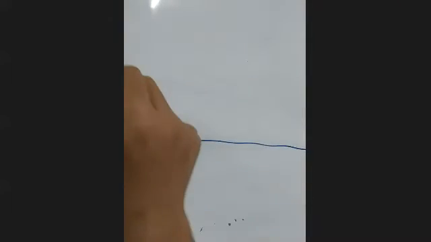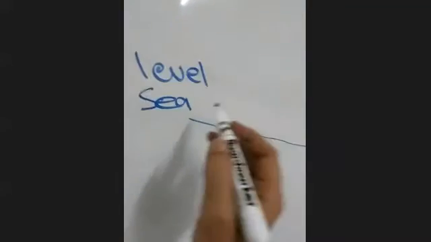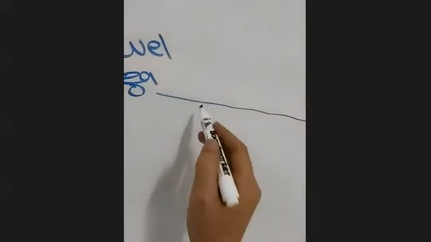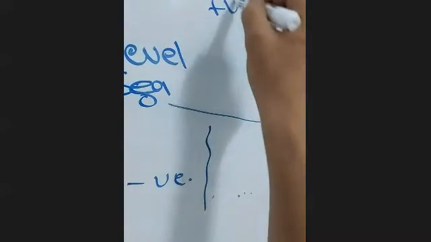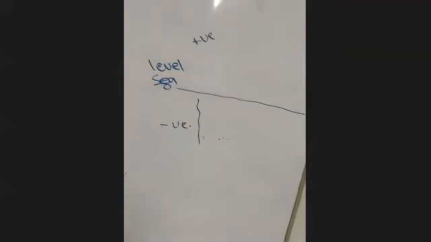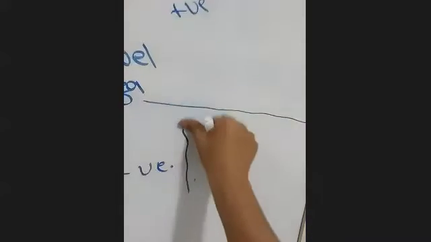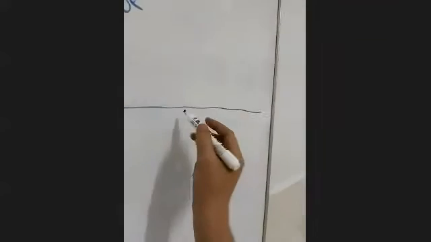Sea level. Now, in the sea level, we said the integer is 0, down is negative, up is positive, right? We said that before. Now, we have two guys here.